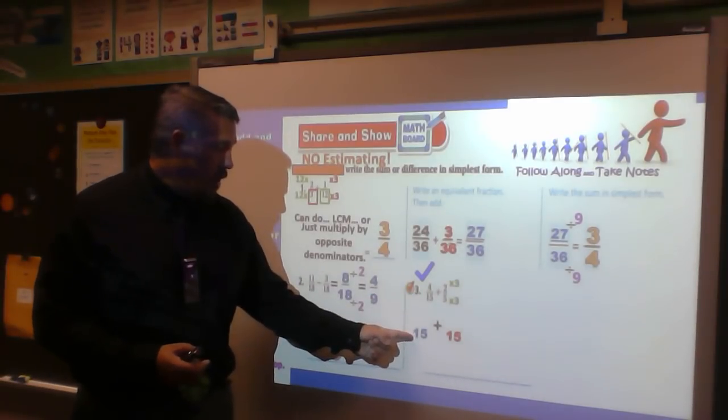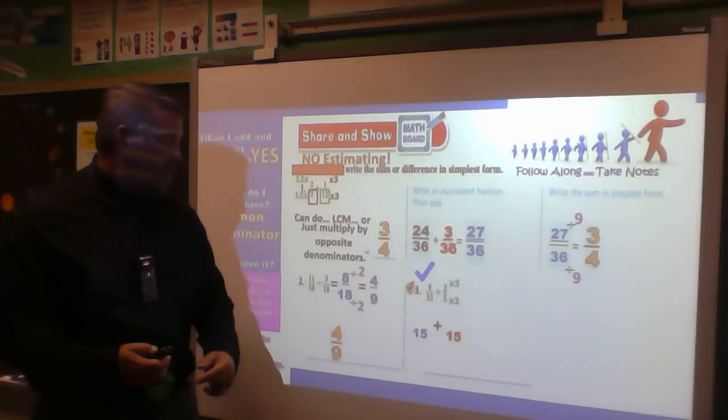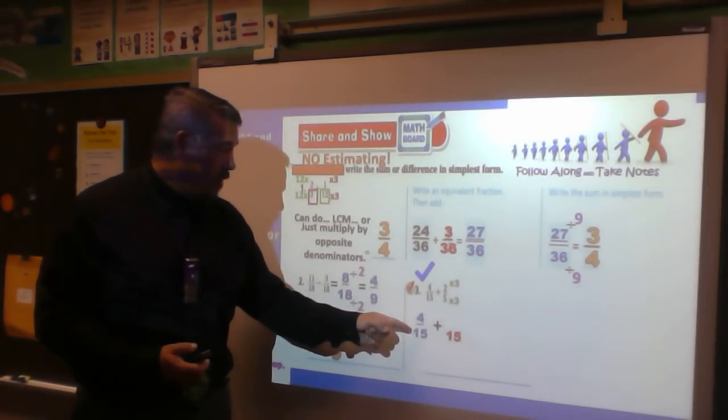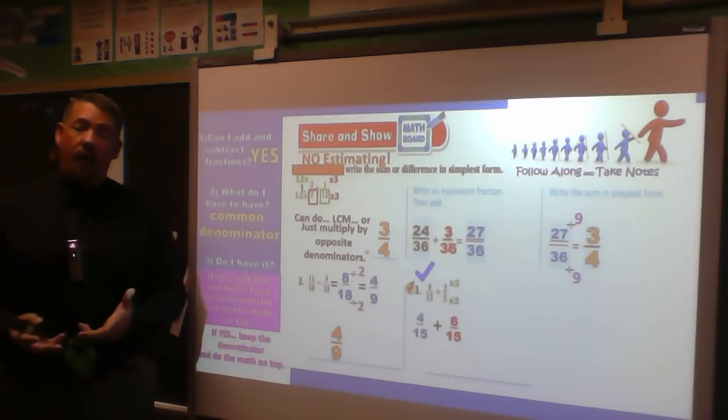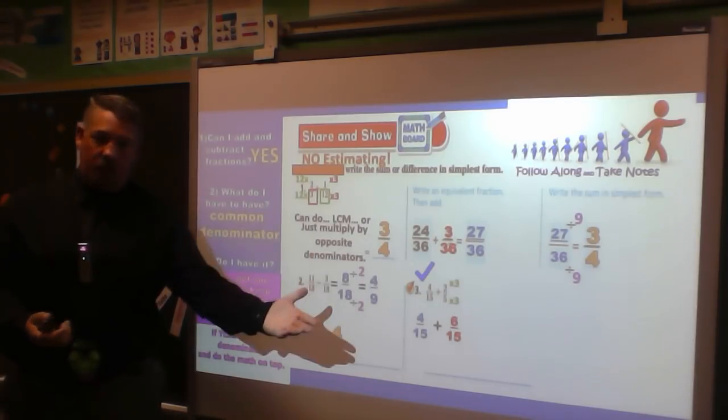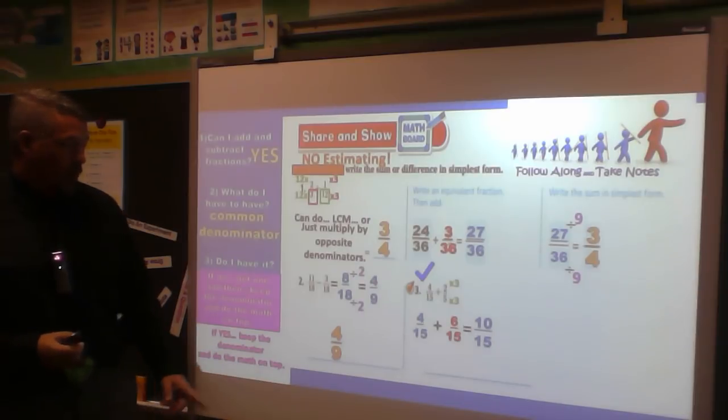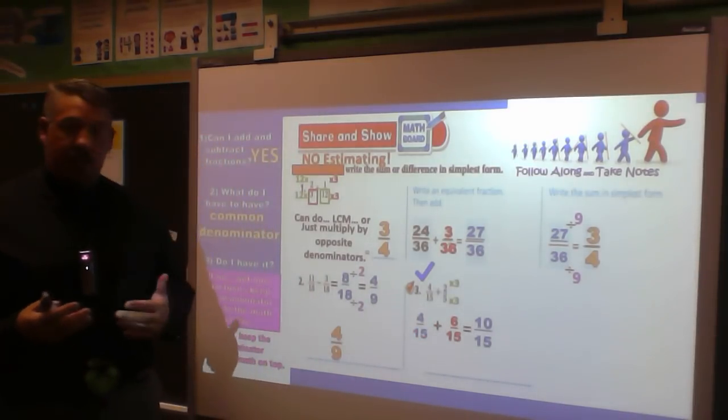So this 15 will stay the same. This one will become 15. So that 4 would have to stay the same, and 3 times 2 gives me 6. Now that I have the common denominator, I'm going to keep it to work with in my answer. I add my numerators. 4 plus 6 is 10.